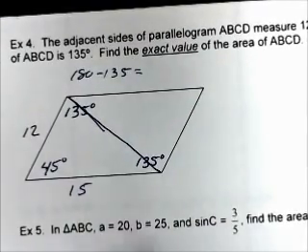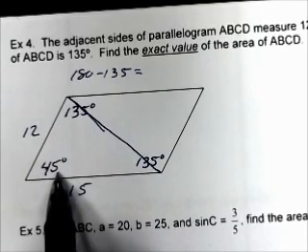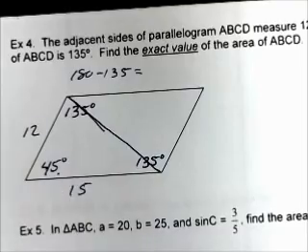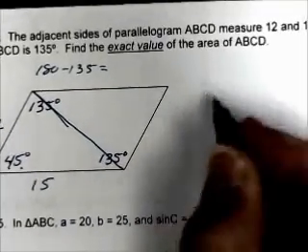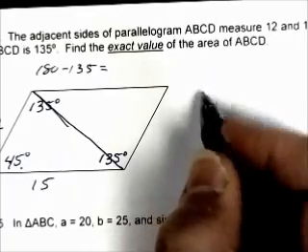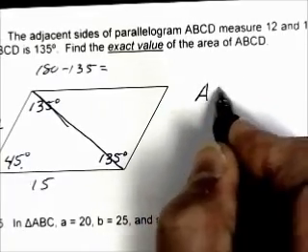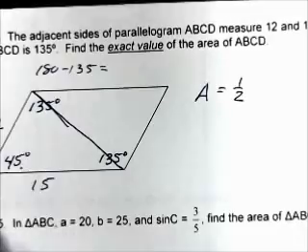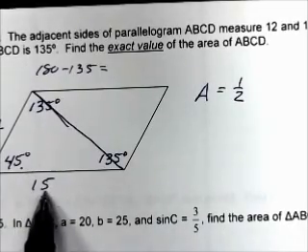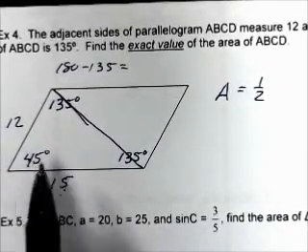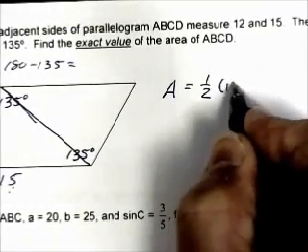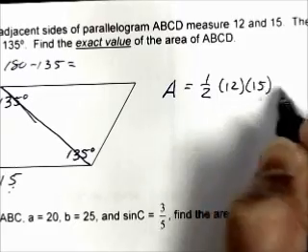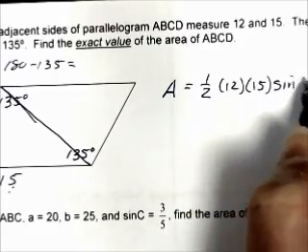And we know the exact value of the sine of 45 degrees. All right. So let's take our area formula, and this is the area of one triangle. The area of the triangle is going to be 1/2 the product of the two sides, the 12 and the 15, times the sine of the included angle. So that's equal to 1/2 times 12 times 15 times the sine of 45 degrees.